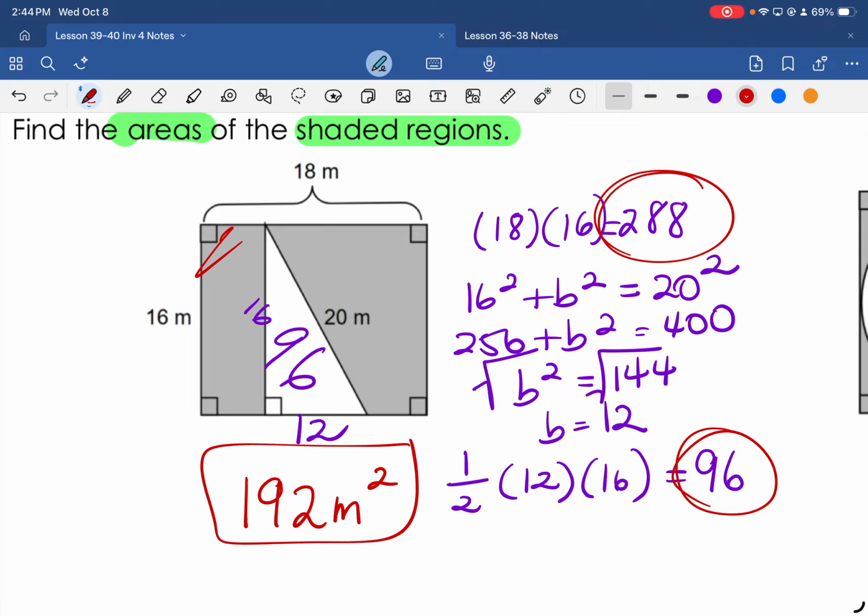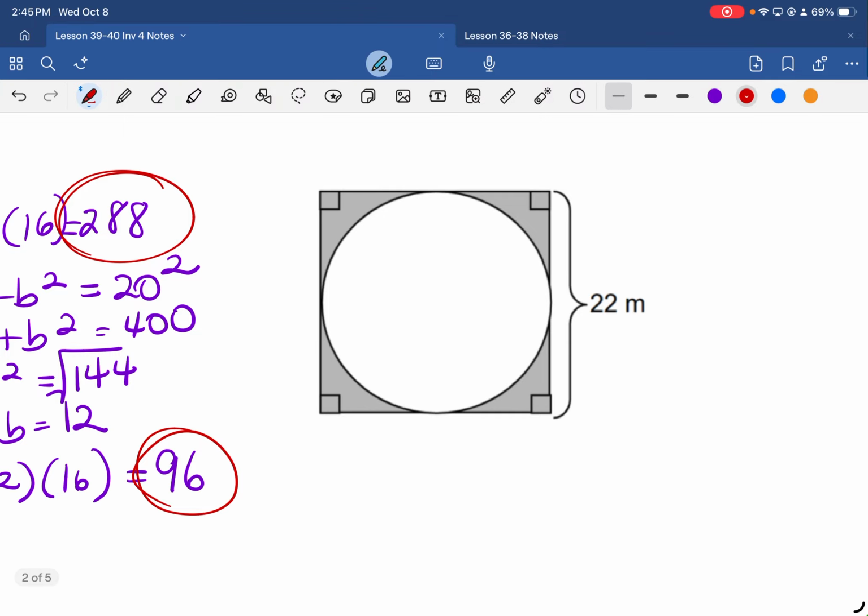That's just the shaded. Okay, last one. Well, this is obviously a square because they gave us one side only, so we know that this is 22 times 22. So 22 times 22 is 484. All right, save that for later.